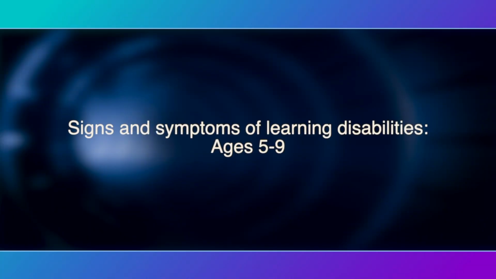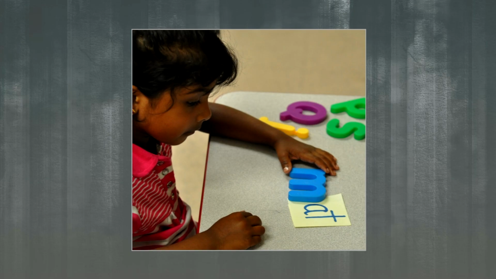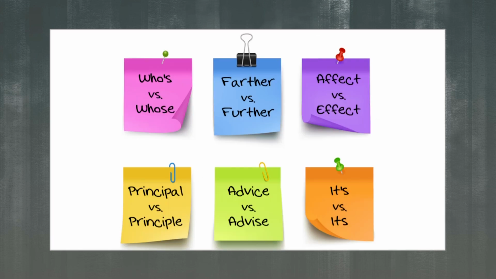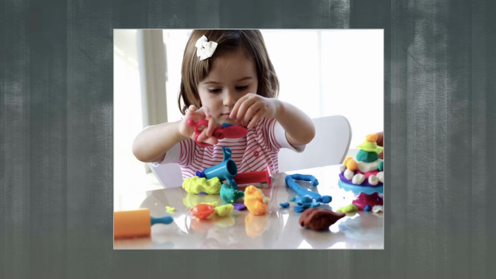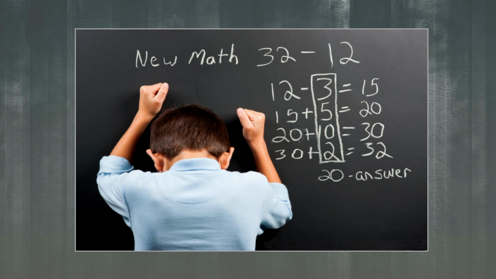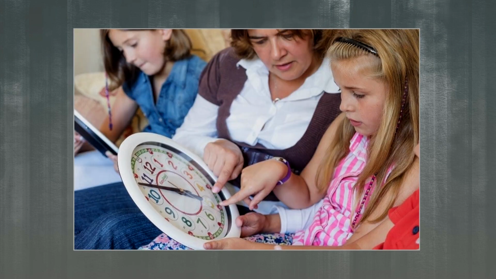Then, signs and symptoms of learning disability in the age group of 5 to 9 years. Children in the age of 5 to 9 have problems in learning the connection between letters and sounds, are unable to blend sounds to make words, confuse basic words while reading, are slow to learn new skills, consistently misspell words and make frequent errors, have trouble learning basic maths concepts, and have difficulty telling time and remembering sequences.